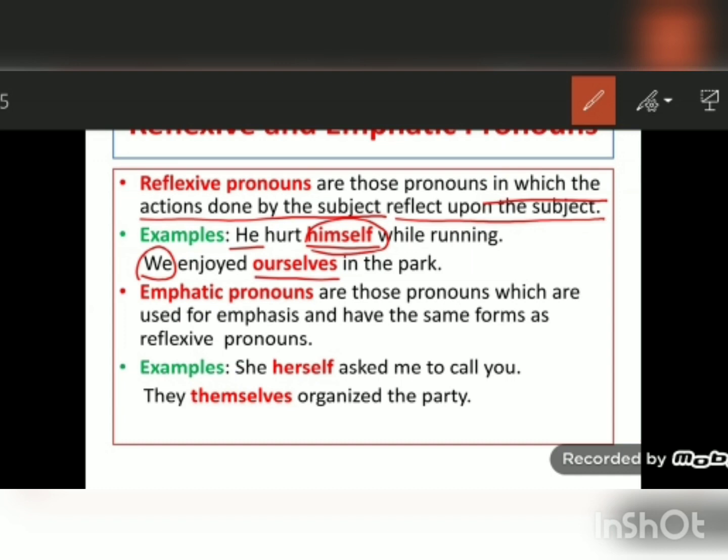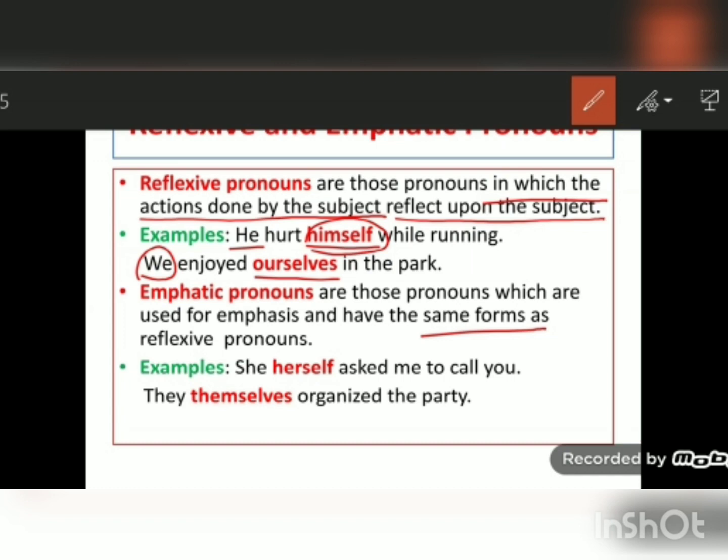Next is emphatic pronouns. Emphatic pronouns are those pronouns which are used for emphasis, for giving more emphasis, and have the same forms as reflexive pronouns. The forms of pronouns are the same in reflexive and emphatic. Only the usage is different. We can identify whether it is an emphatic or reflexive pronoun by the way it is used in a sentence.